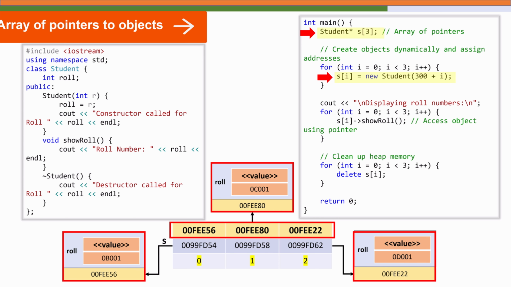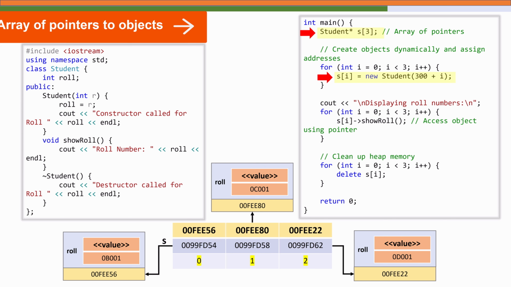So the objects themselves, student objects 1, 2, 3, live at different heap addresses. When we call s[i]->showRole, for example, we are using the arrow operator to access the object that s[i] points to. Finally, since the objects were created dynamically, we must manage the memory and destroy them using the delete keyword. Otherwise, the memory will remain occupied.